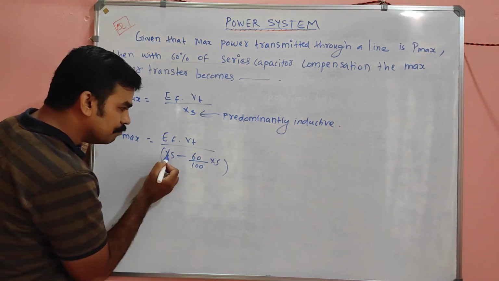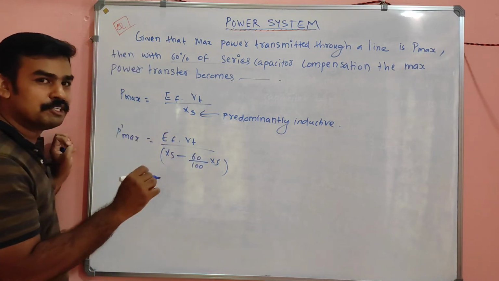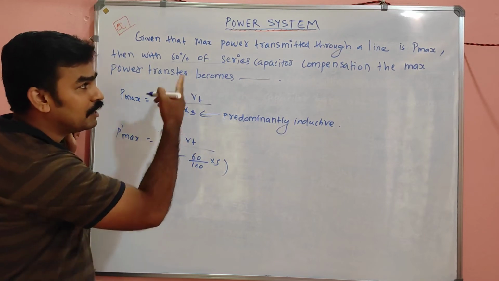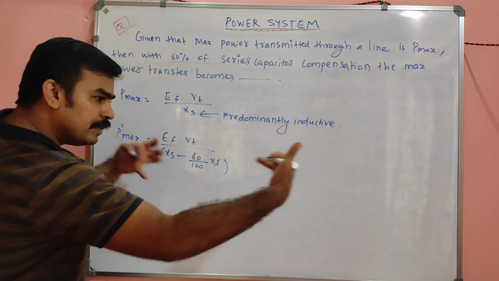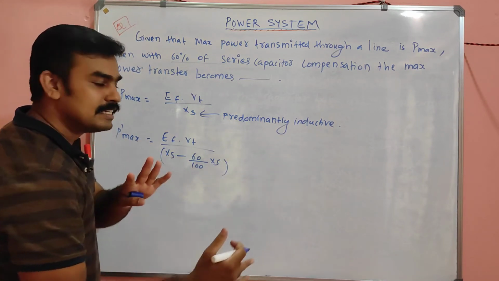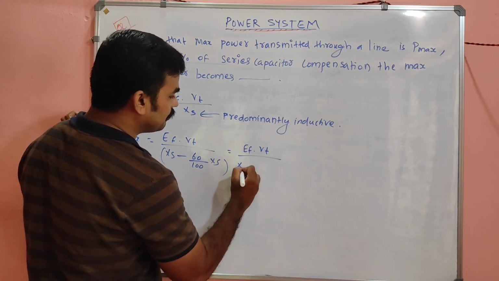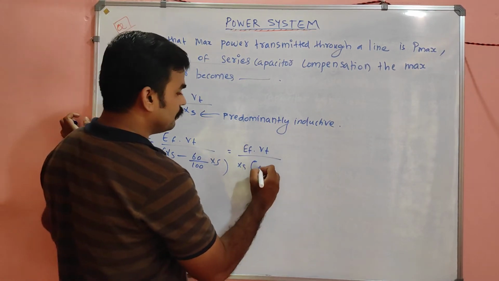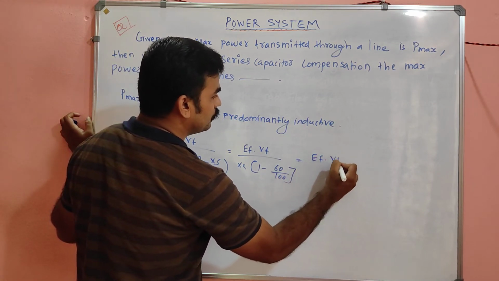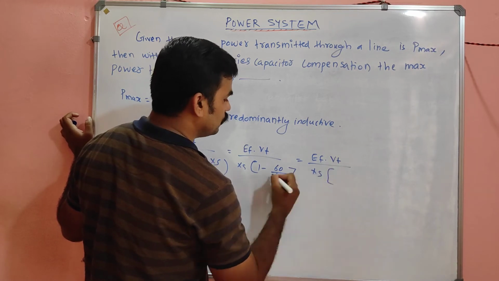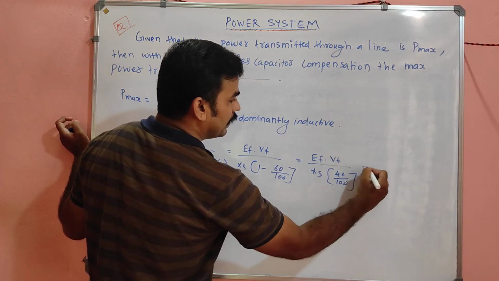If you provide simply XS in phase opposition to the inductor, it will become XS minus XS. I already told you the problem. So 60% compensation means XS minus 60% of XS, in phase opposition we are adding. Is it clear? So what will it become? It will become EF into VT divided by, taking XS outside, XS into 1 minus 60 divided by 100. So it is simply EF into VT divided by XS into 100 minus 60, which is nothing but 40 by 100. Am I right?